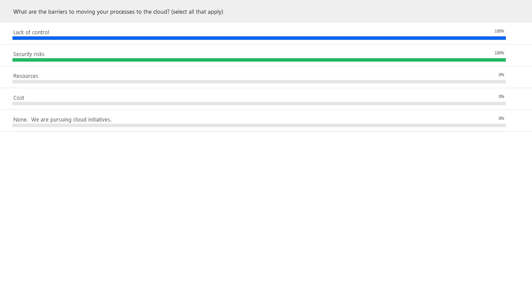Yeah, sure. Thanks, Thomas. And there's no surprises in here. So I think 100% of respondents have lack of control and security as primary concerns. I think lack of control is an interesting perspective. There's often a perception with moving from on-premise managed solutions to the cloud that as part of that trade-off, one of the things that is sacrificed is control.